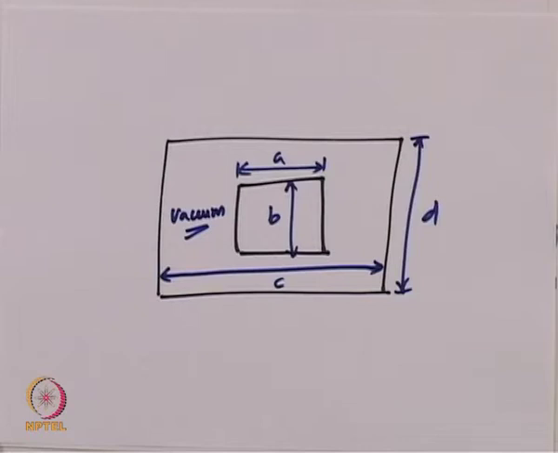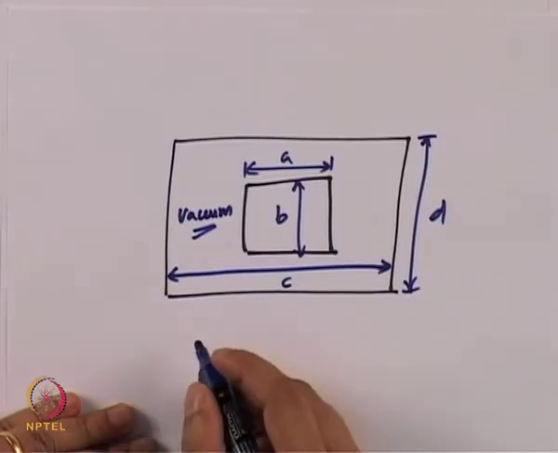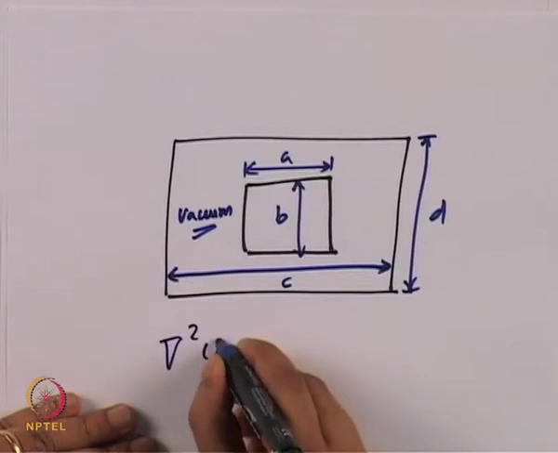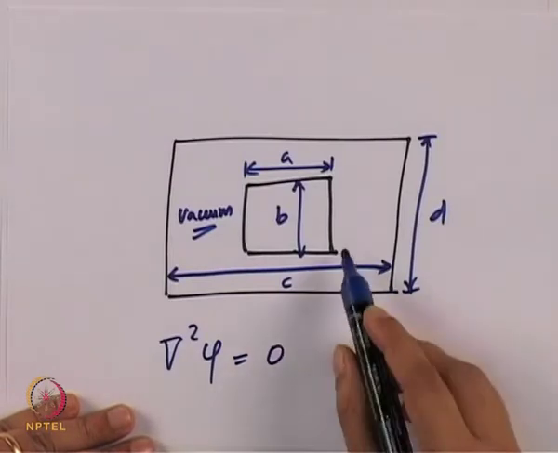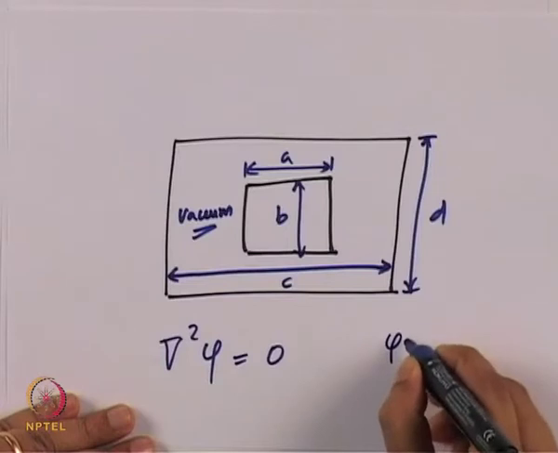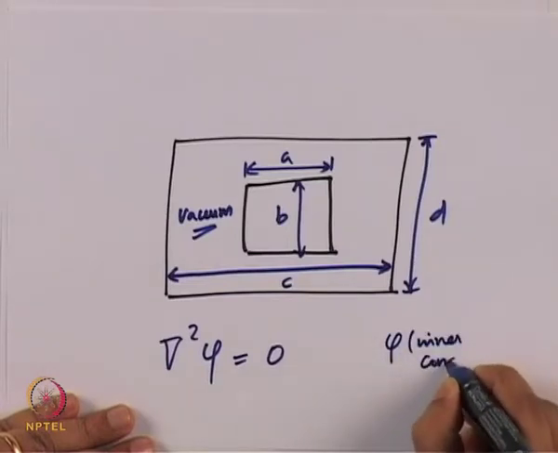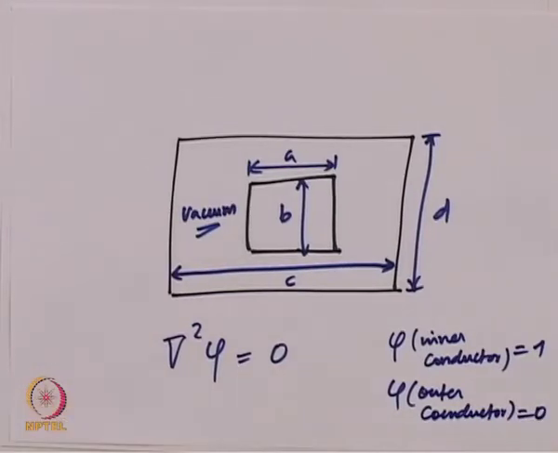So once we have this problem, we are going to use the finite difference method, but what is going to be the governing equation? The governing equation for this particular problem is going to be the Laplace equation, which is del square phi is equal to 0. Of course we have certain potential values that we are going to assign to the inner conductor and the outer conductor. So we are going to keep the potential of the inner conductor equal to 1 volt, and the potential of the outer conductor is going to be 0. So this is the boundary condition we are choosing, and we are going to use the finite difference method.